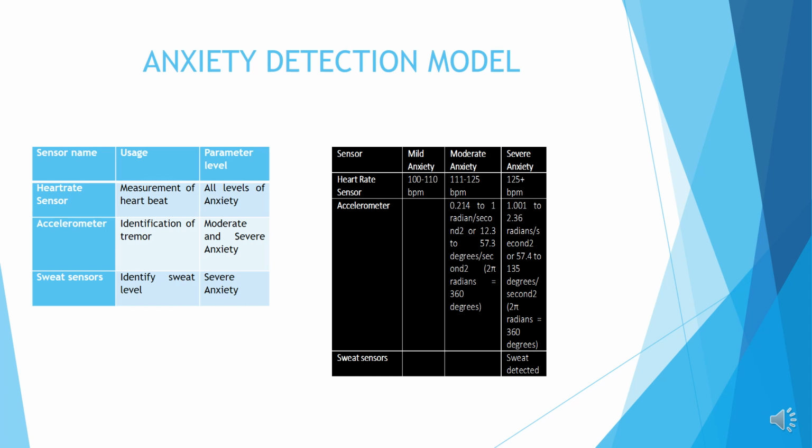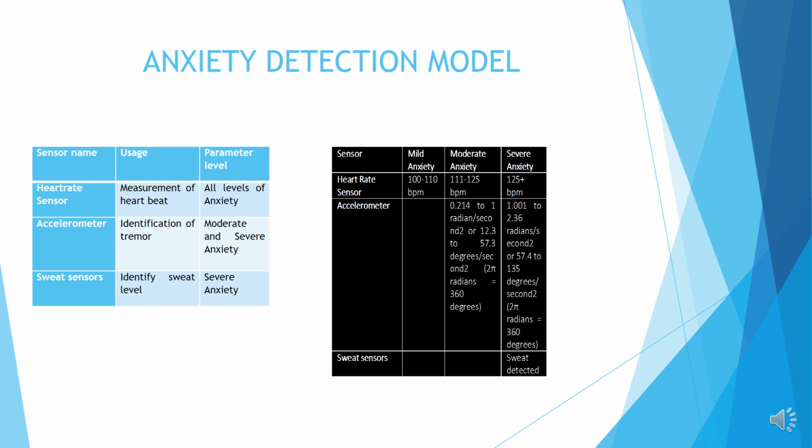Another is the accelerometer, which is used to identify tremor. Tremor is another name for trembling, hand shaking and hand trembling, which is the feature we are going to use. And a sweat sensor is used to identify the sweat level. Here, the heart rate sensor will be used for all levels of anxiety, whereas the accelerometer will be used only for the moderate and severe anxiety levels. The sweat sensor will be used only for the severe anxiety level.